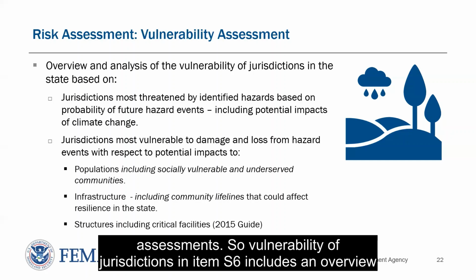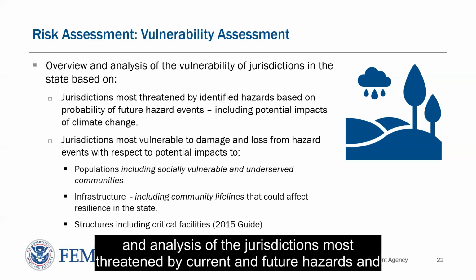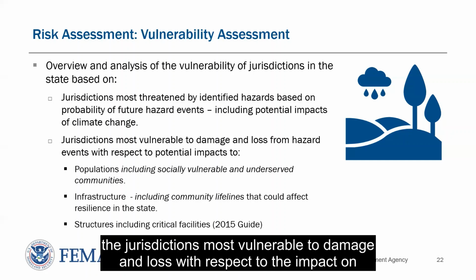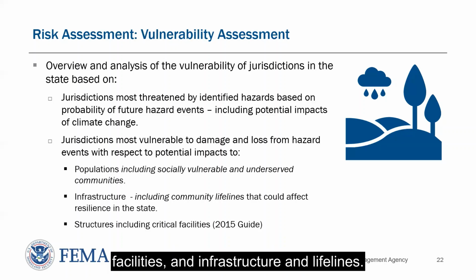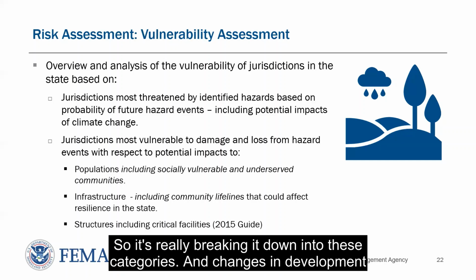So vulnerability of jurisdictions, item S6, includes an overview and analysis of the jurisdictions most threatened by current and future hazards and the jurisdictions most vulnerable to damage and loss with respect to the impact on populations, including underserved communities, structures, including critical facilities, and infrastructure and lifelines. So it's really breaking it down into these categories.